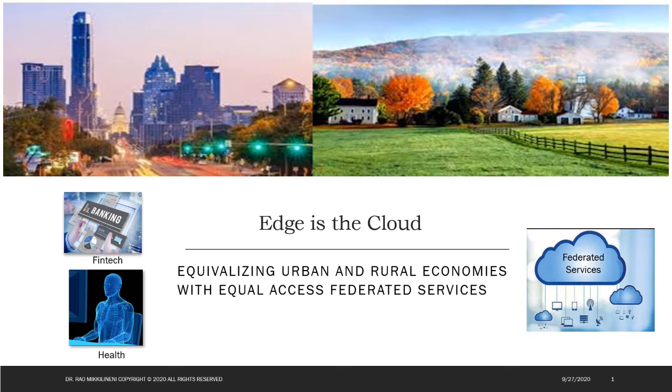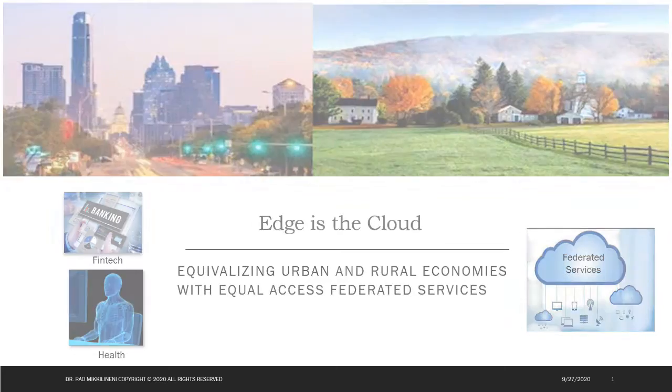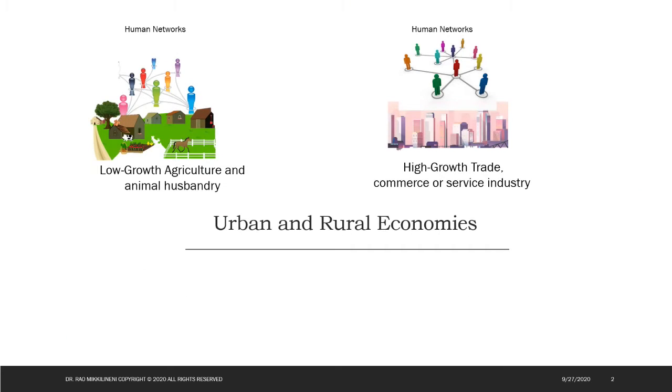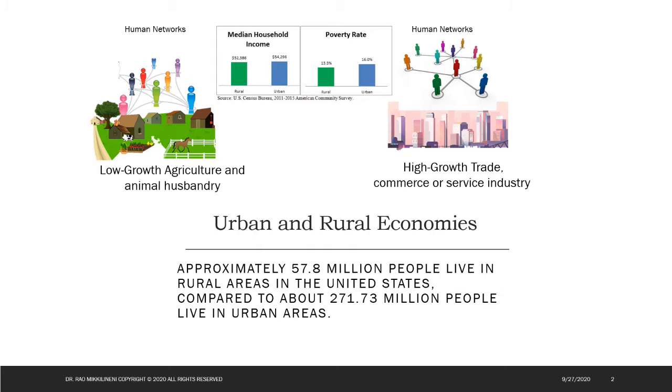This presentation looks at a novel distributed asynchronous information processing architecture as a vehicle to equalize urban and rural economies, using equal access federated services which leverage edge clouds, artificial intelligence, and 5G wireless access.